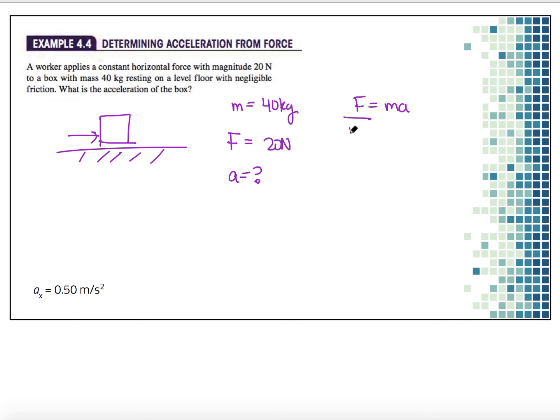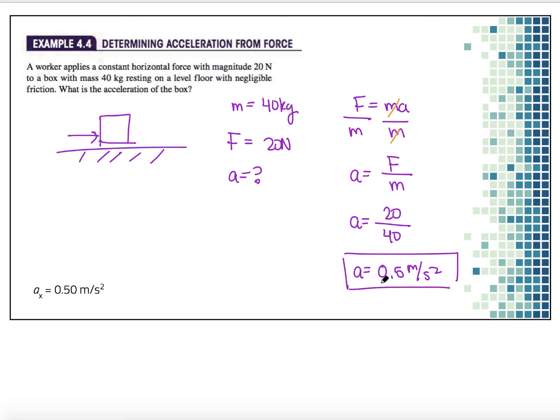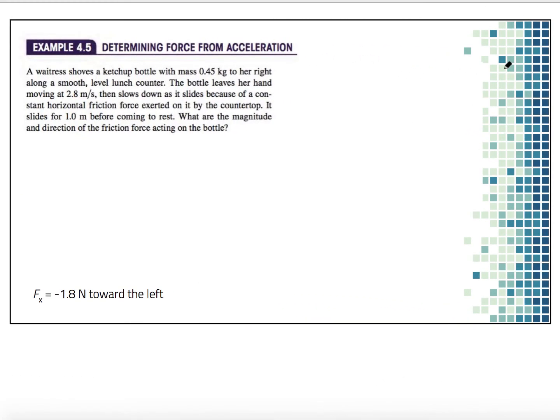So in order to solve for acceleration, I'm going to divide both sides by the mass, so that you see the mass cancels on the right-hand side, leaving me with just acceleration is the force on something divided by its mass. In this case, then, my acceleration would be 20 newtons divided by 40 kilograms, so that my acceleration would be only 0.5, and my units would be meters per second squared. And I know my units will be meters per second squared because I was dealing with newtons and kilograms, which are SI units.